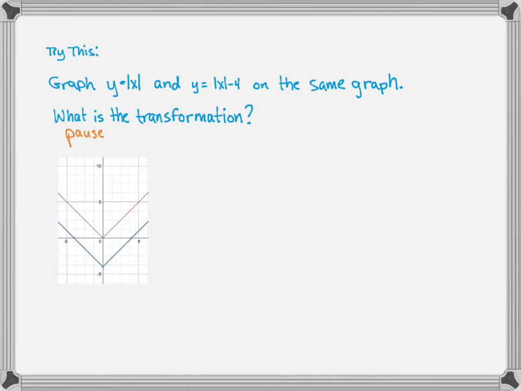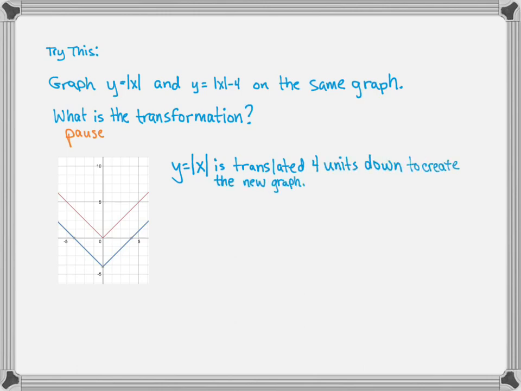Here we see on the same coordinate plane the graph of the parent function y equals the absolute value of x in red, and y equals the absolute value of x minus 4 is graphed in blue. And here y equals the absolute value of x is translated 4 units down to create the new graph.